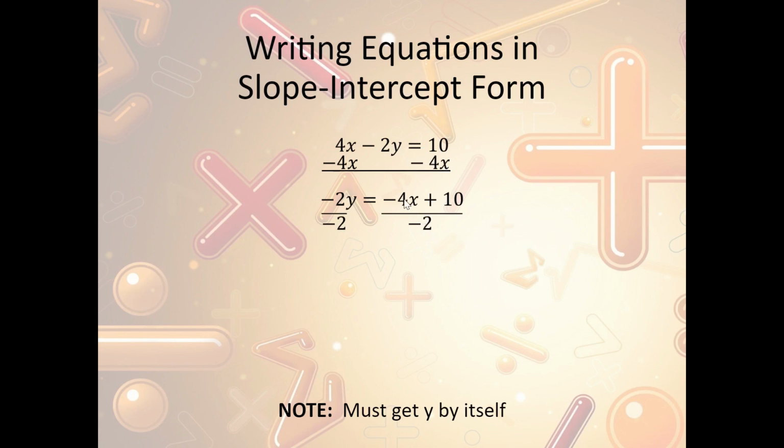And then this gets divided to both of these. So -4x divided by -2 is positive 2x. And 10 divided by -2 is -5. So I end up with y equals 2x minus 5. Here's my slope. Here's my y-intercept. Now I can graph that equation.